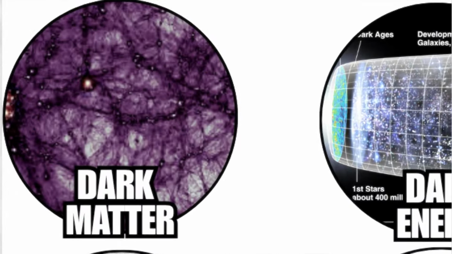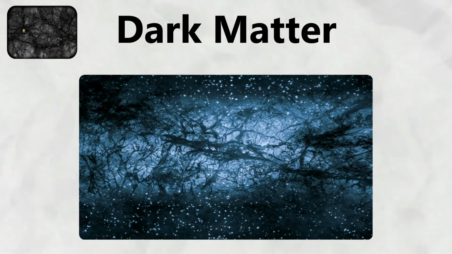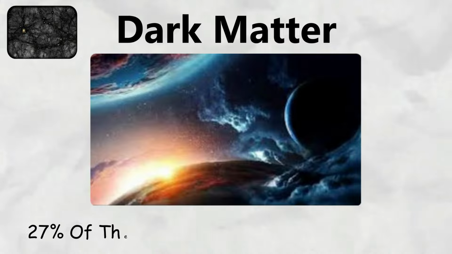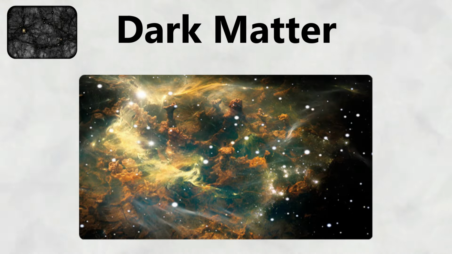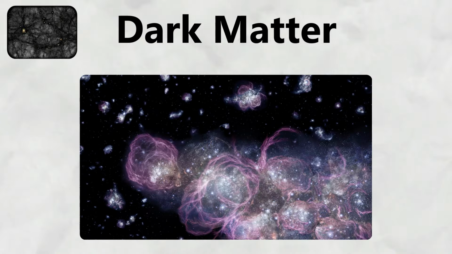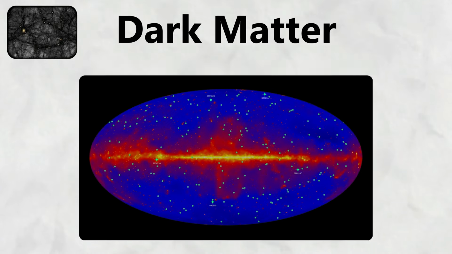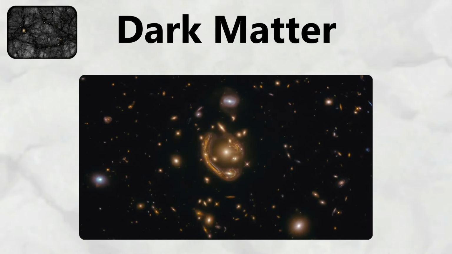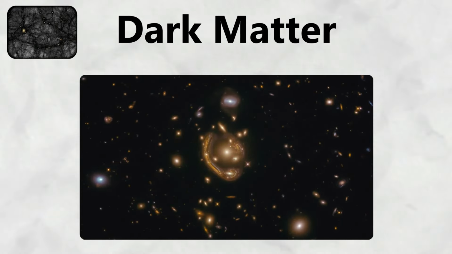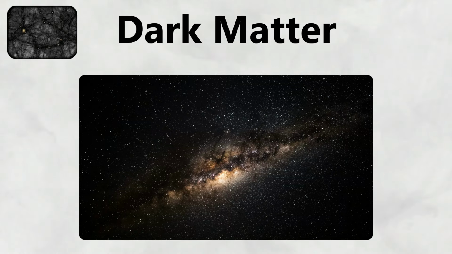Dark matter. Dark matter is an invisible form of matter that makes up approximately 27% of the universe's total mass and energy. Unlike ordinary matter that we can see and touch, dark matter does not emit, absorb, or reflect light, making it completely transparent to electromagnetic radiation. Scientists know it exists because of its gravitational effects on visible matter throughout the cosmos.